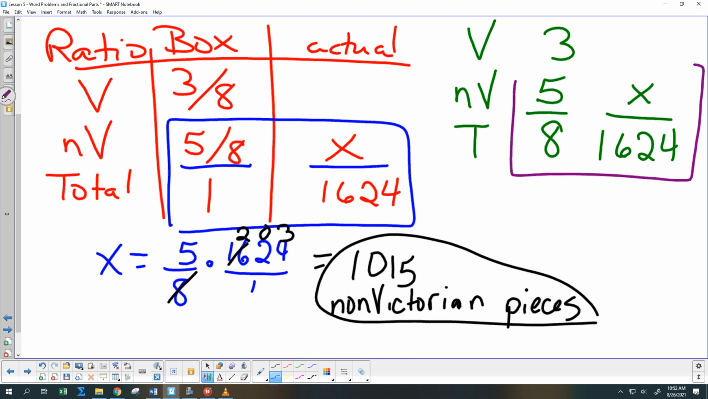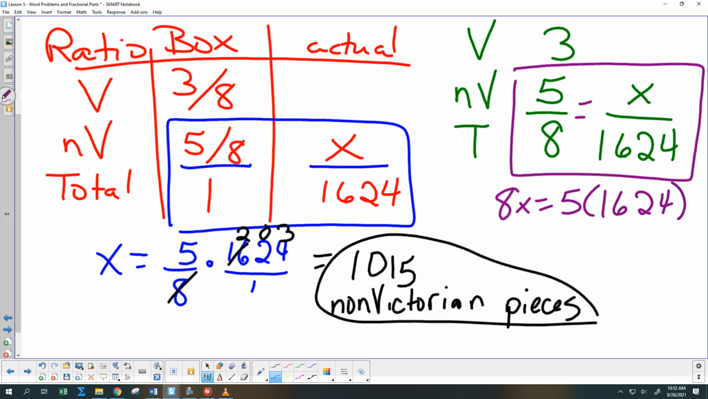Because if you set those equal, you have 8x equals 5 times 1624. Don't multiply anything yet. We know we want 8 by itself, or x by itself. Divide by 8, so we have x equals 5 times 1624 divided by 8. You could punch that in the calculator all at once, and you'd get exactly the same answer.